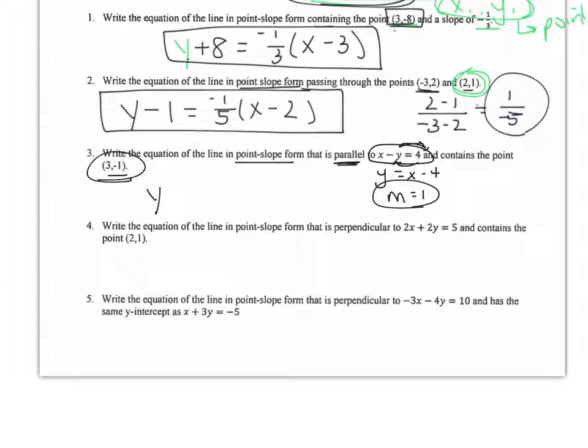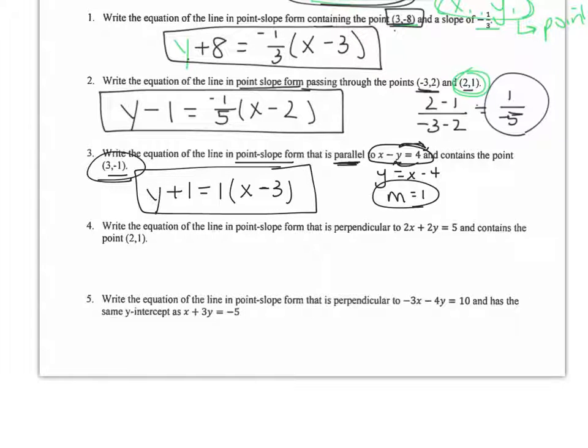Y and then y1, which is plus 1, equals m times x minus x1, which is going to be minus 3. Technically, do I need this 1 here? No, but you can leave it if you want.